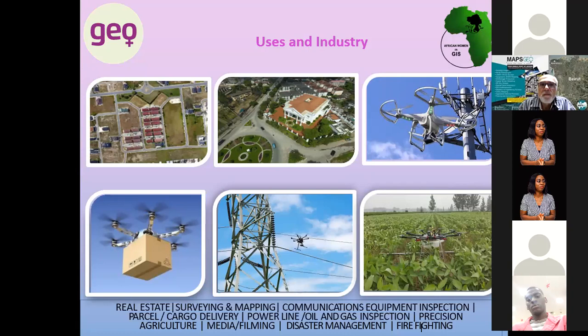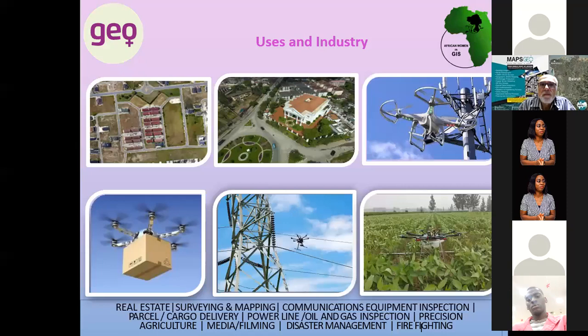Drones have been used in agriculture, in the telecommunications industry, even in delivery. Amazon uses drones nowadays to deliver. We've seen drones delivering pizzas to people, and the list goes on. We're talking about emerging technology. The technology keeps emerging every day.